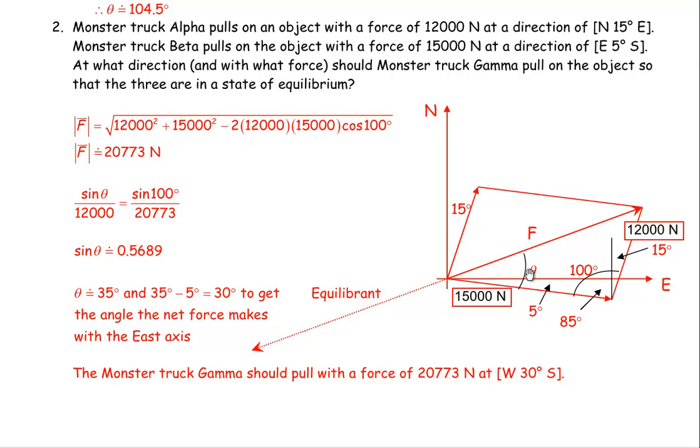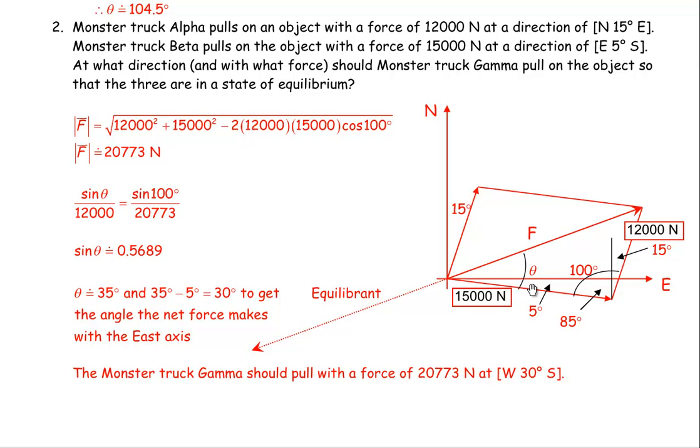And so I'm going to use the sine law to find that. The sine of that angle over the 12,000 side here would equal the sine of the 100 over the resultant, the 20,773. And so if we multiply 12,000 by the sine of 100 and divide by 20,773, and then take the inverse or arc sine of that, we'll get sine theta is 0.5689. So that's the sine of the angle. If you take the inverse sine of that, you get 35 degrees. So this whole angle from here down to here is 35.